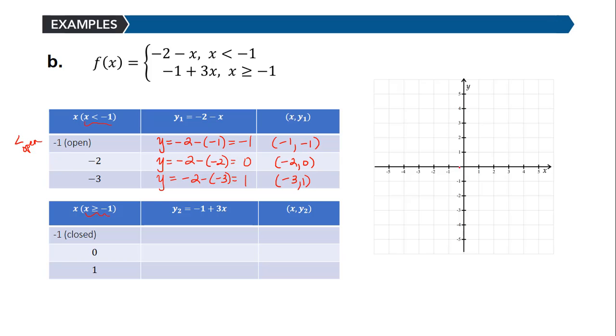Plotting these, negative 1, negative 1, we have an open circle at that point. Negative 2, 0 is on the x-axis. Negative 3, 1. So notice that just from the equation, I knew this was a part of a line, right, because it's y equals mx plus b. To graph this piece, I'm going to extend the line downward through these points, negative 3, 1, negative 2, 0, but I have to stop at the negative 1, negative 1. I cannot go beyond that point because the function isn't defined according to this rule to the right of negative 1.